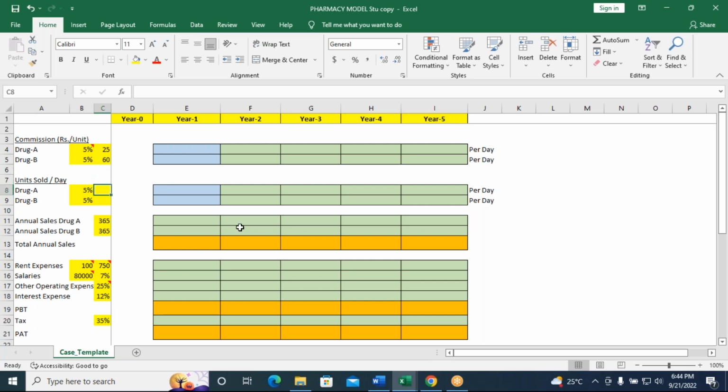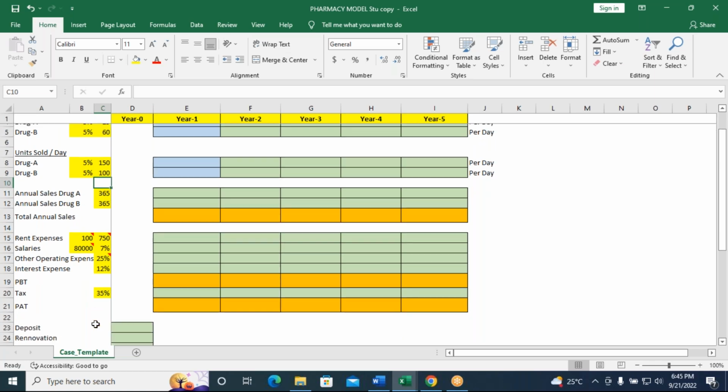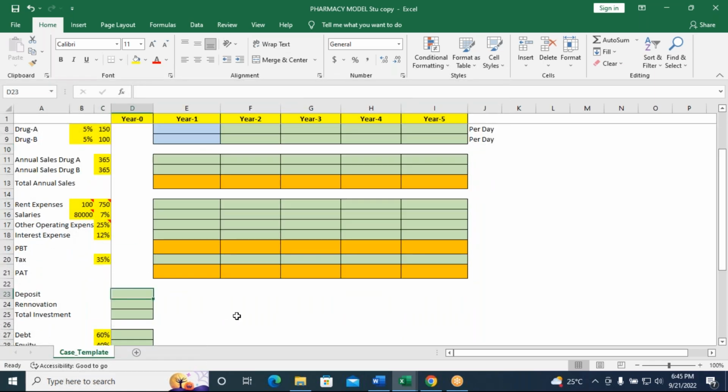So units sold per day. How many units have been sold? 150 for drug A, 100 for drug B. So annual sales will be for 365 days, and here we have been given the rent expense and other things. Okay, so deposit. What is the deposit we are going to give?